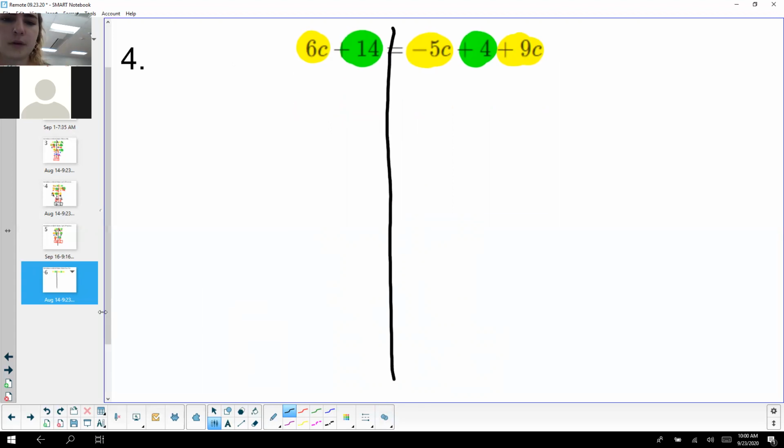All right, so I've identified everything on both sides. I've identified constants and variables. My next step is to look at each side separately. On the left side, I've got 6c plus 14. Those are two different types of terms and there are no multiple terms, so I don't have anything to combine or simplify on that side. I'm just going to bring down 6c plus 14. I didn't do anything yet, I just brought it down.